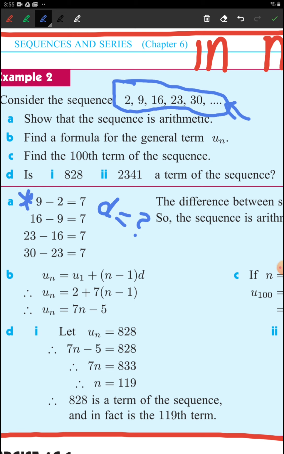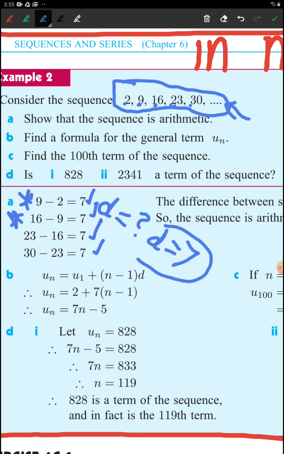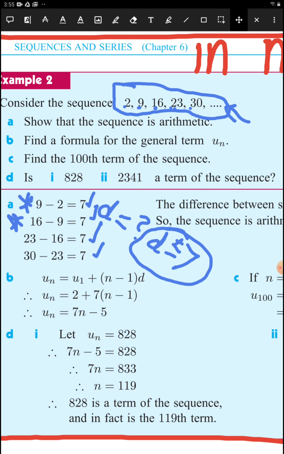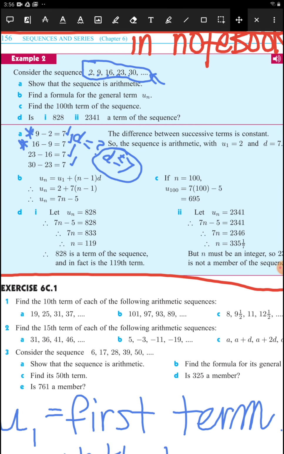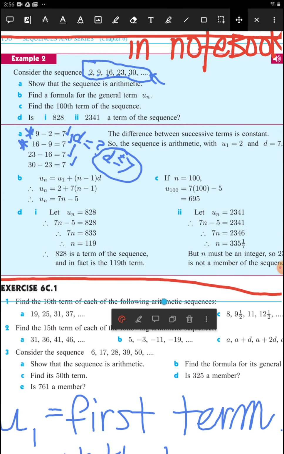Look at what they did. They took the pairs of numbers and subtracted: 30 minus 23, 23 minus 16, 16 minus 9, and 9 minus 2. They got 7 every single time. So in this case there is a common difference, and the difference is positive 7. We have just shown that the sequence is arithmetic because we found the common difference. The difference between successive terms is constant. It's very important.